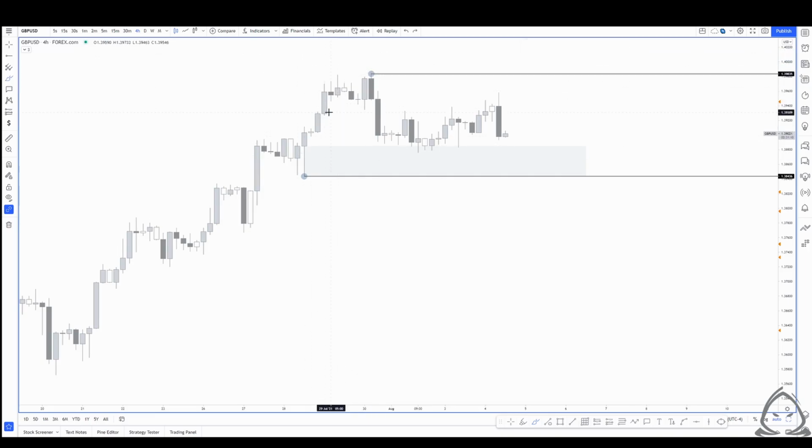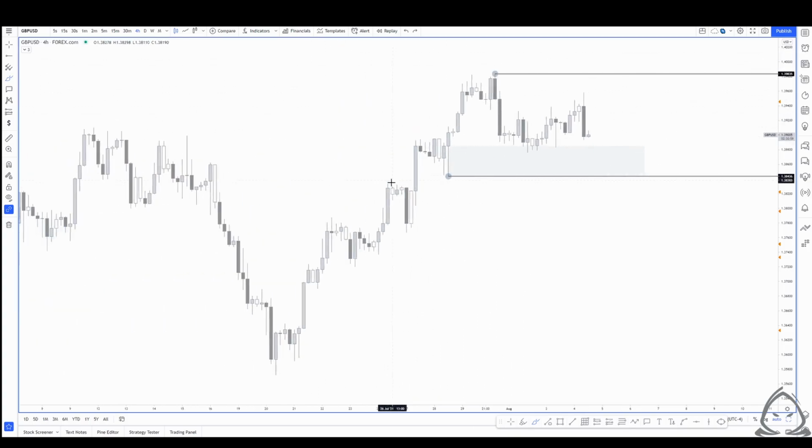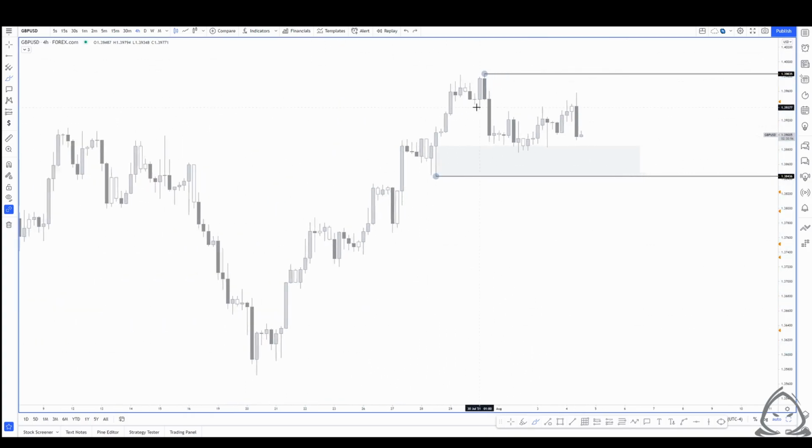In this case, what we can actually say is that we had a small pullback. We've taken some external range liquidity, and now we're starting to form an even bigger pullback, which gives us a little bit more indication that price is willing to move to the upside based on all of these factors.